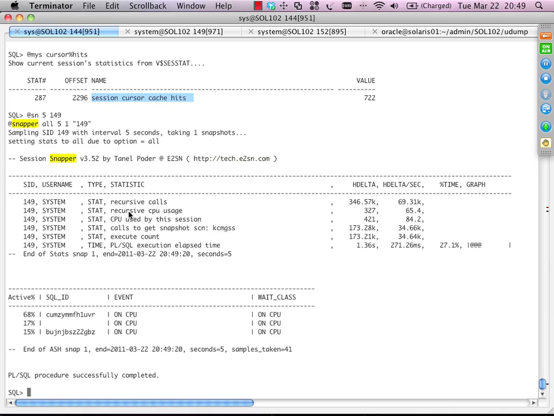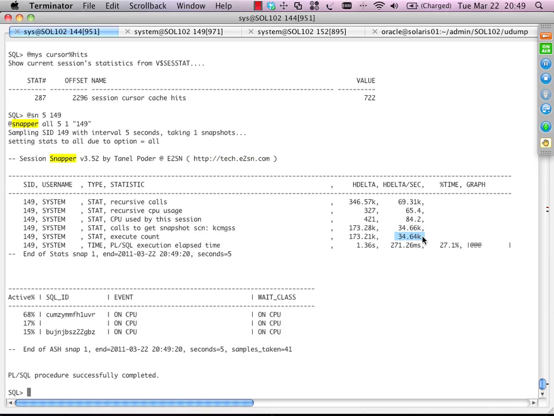Okay, I think this gets even better because in this case, you see we have a lot of recursive calls and a lot of executes. So we execute 34,000 times. This is my PL/SQL loop which executes the same cursor. But PL/SQL actually keeps cursors open.